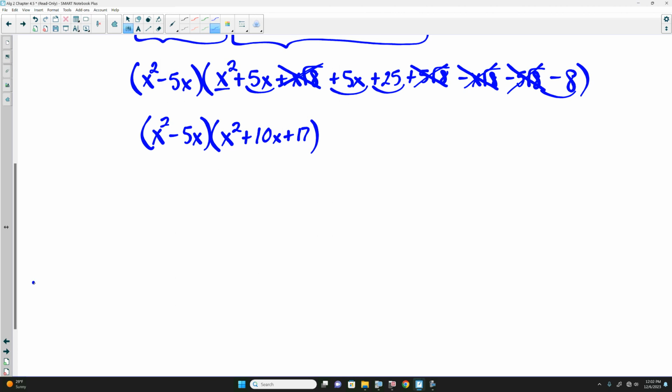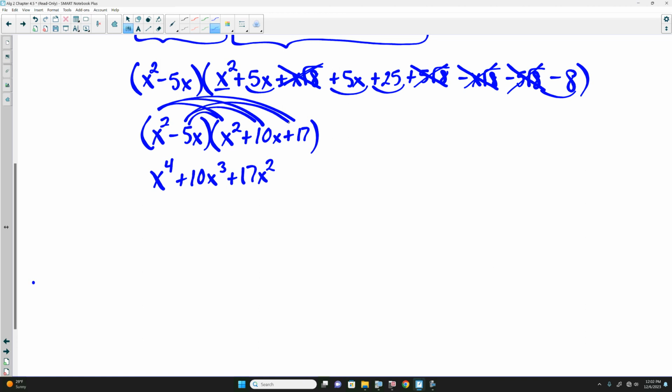The last thing we need to do is distribute these here. We'll distribute the x squared. X squared times x squared is x to the 4th. X squared times 10x is plus 10x cubed. And x squared times 17 is plus 17 x squared.